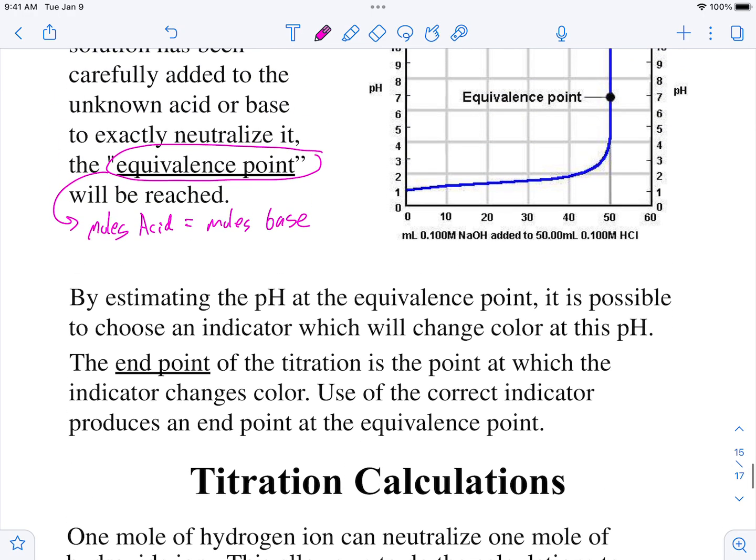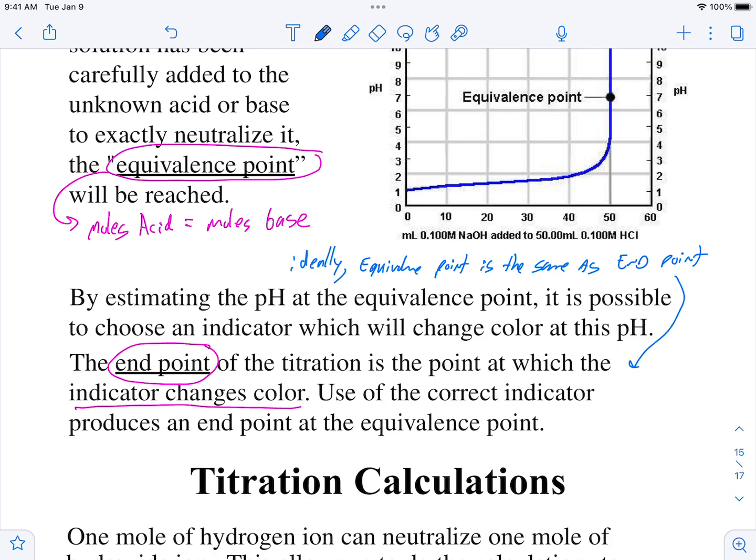Now, the other term that's similar to equivalence point but is not the same is what we call end point. It's very different. The end point of the titration is when the indicator changes color. Now, I know I just said that we were done when the solution changes from clear to pink, so ideally, the equivalence point is the same as the end point. But usually it's close, but not exactly the same.